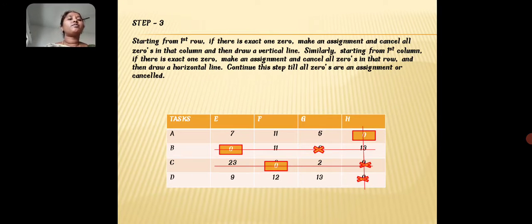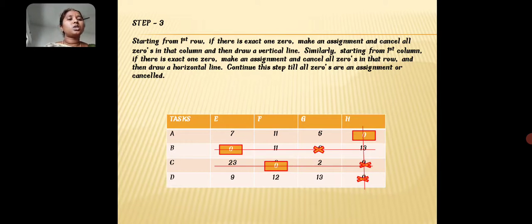So starting from the first row, if there is exactly one 0, make an assignment and cancel all zeros in that column and then draw a vertical line. Similarly, starting from the first column, if there is exactly one 0, make an assignment and cancel all zeros in that row and then draw a horizontal line. Continue this step till all zeros are assigned or cancelled.